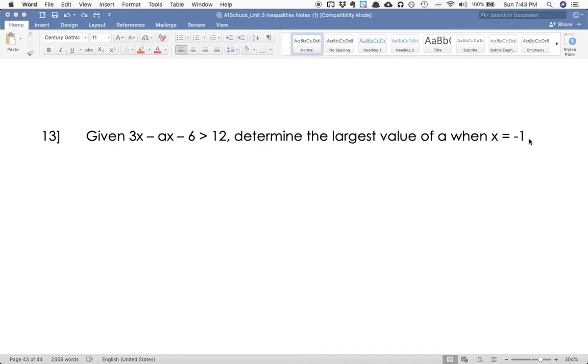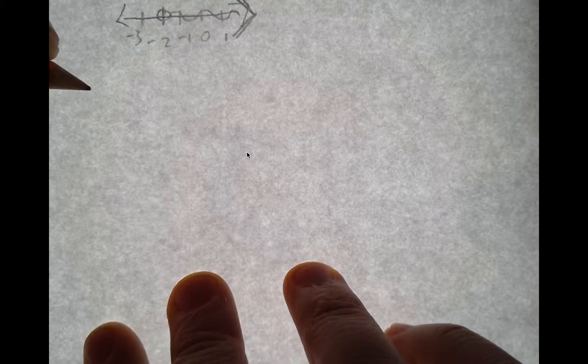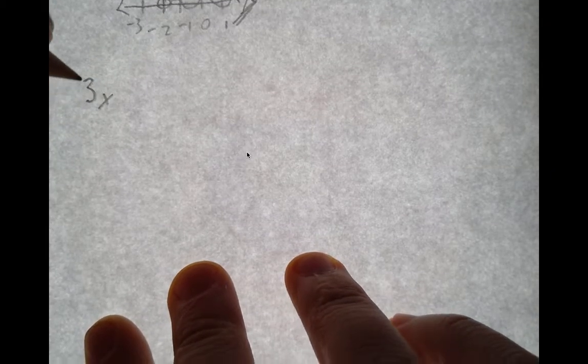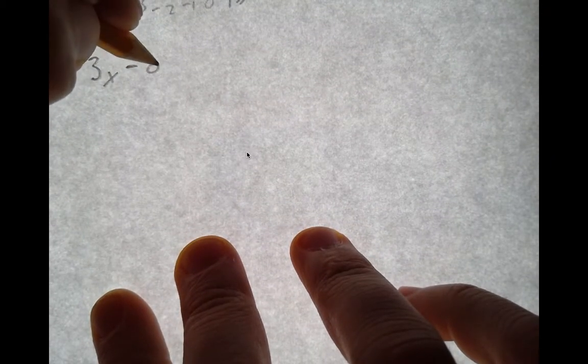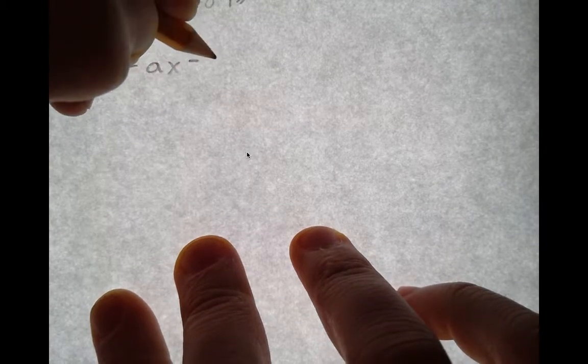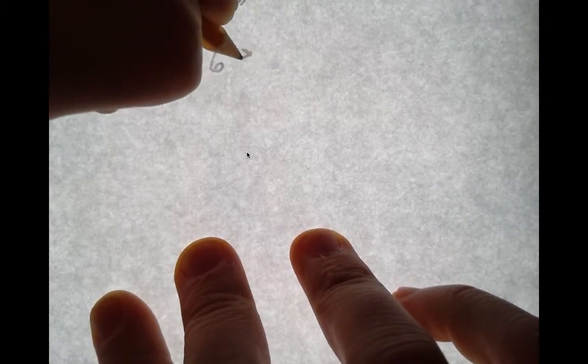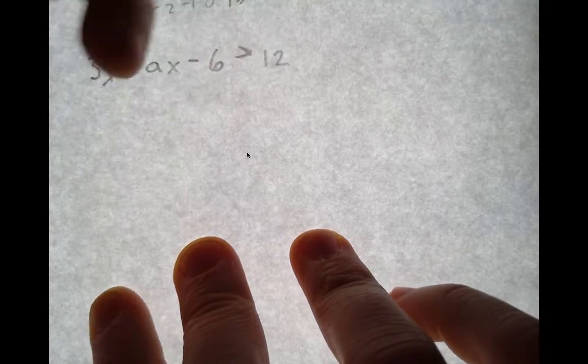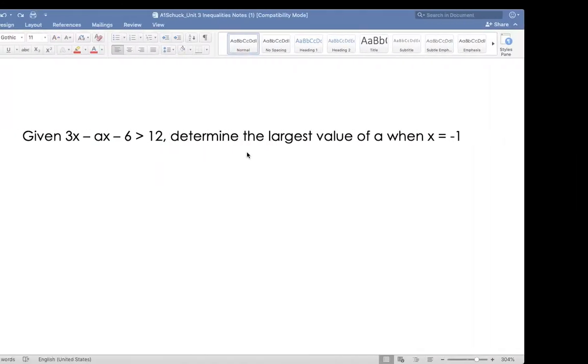When I see something like this, x is equal to -1, I know that wherever I see x in my problem, I can just substitute it for -1. So let's come over to the paper. 3x minus ax minus 6 greater than 12.